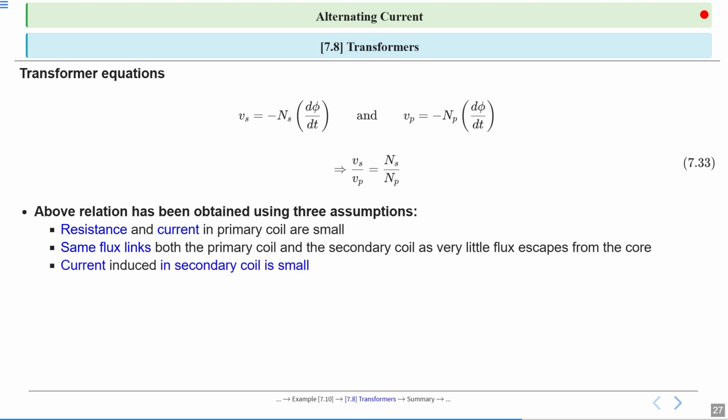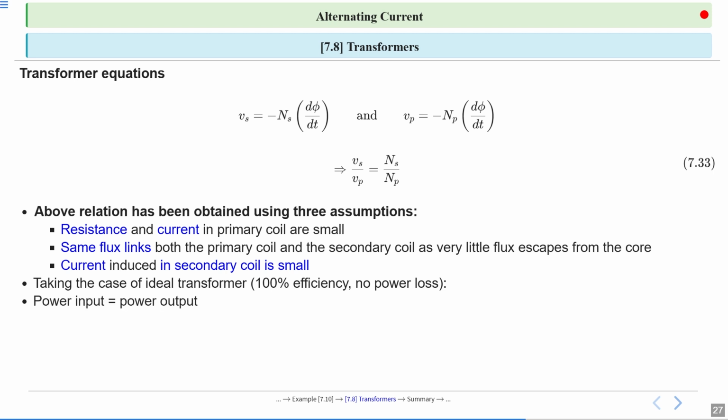Current induced in the secondary coil is small. This is also an assumption we have taken, that either the secondary coil is an open circuit or the current drawn from the secondary coil is very, very small. Taking the case of an ideal transformer, that is 100% efficiency, no power loss.